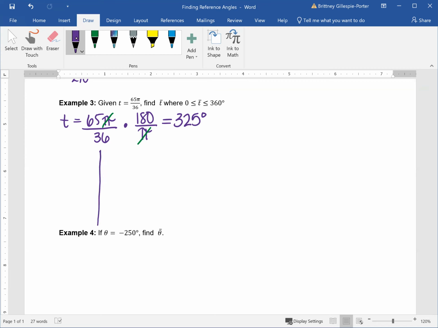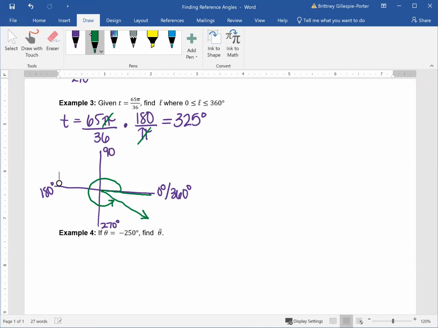We have not found our reference angle yet, just the original. So let's go ahead and graph it. Give yourself your x and y coordinates. Remember 0 degrees, 90, 180, 270, and then back to 360. 325 is more than 270, but not quite to 360. So we're going to be in quadrant 4, which means that our original angle is all this outside piece. And we want to know the inside angle, our reference angle.